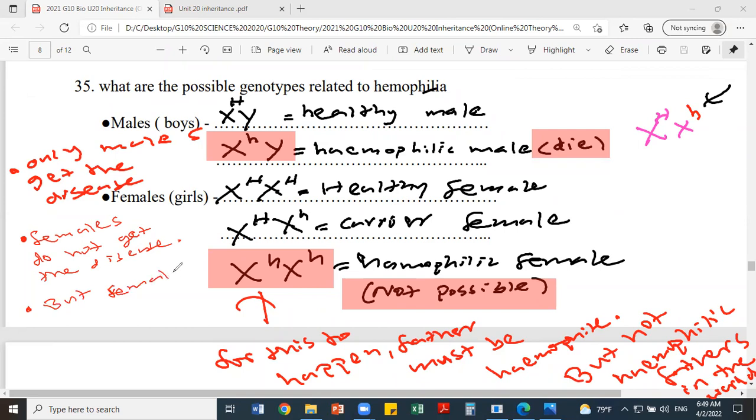Please copy this down somewhere, in your tute itself or separately. I think I mentioned this earlier also, but you better copy this down with the genotype separately in your writing book also. But females are the carriers. Females are carriers of the disease.